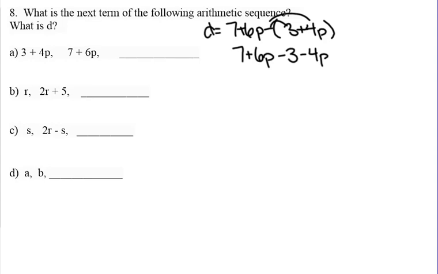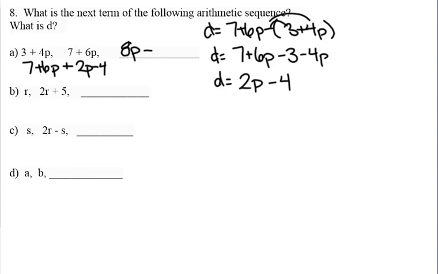So this was to find our common difference. So then our common difference for this term would be 6p minus 4p is 2p, 7 minus 3 is 4. So that's what our common difference is. So to figure out the next term, we would add that to the term before it. So 7 plus 6p plus 2p minus 4. So 6 plus 2 is 8p, 7 minus 4 is 3. So that's what our next term would be.